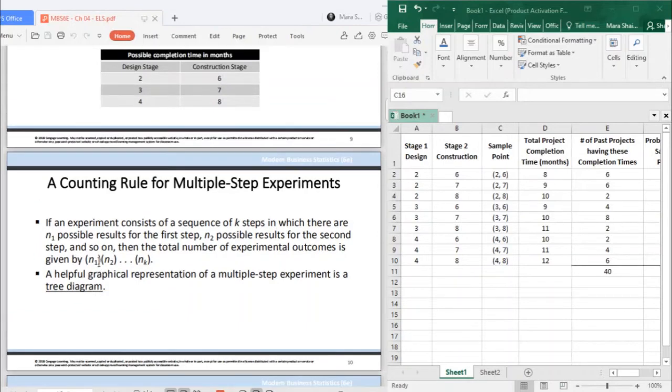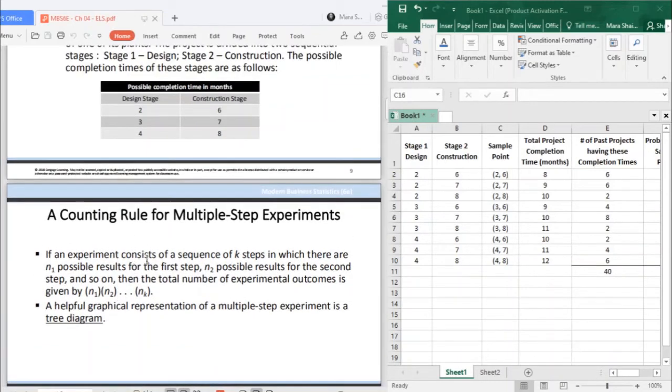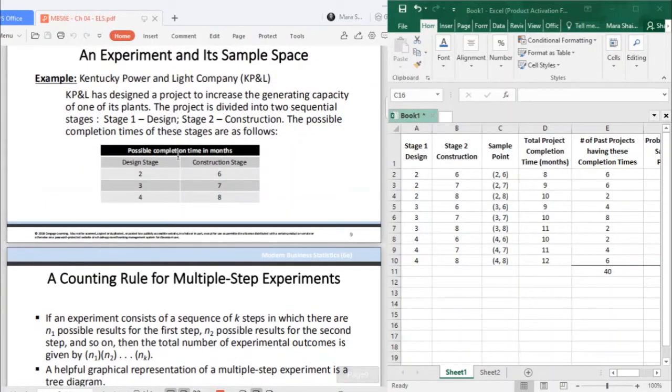So, remember, if an experiment consists of a sequence of steps, for example, in this KPL instruction, your step 1 is of course your design stage. Your step 2 is of course your construction stage. The end results here are your sample points, or how many sample points you have. That is your n. So in this case, in the design stage, there are 3 sample points. In the construction stage, there are 3 as well.